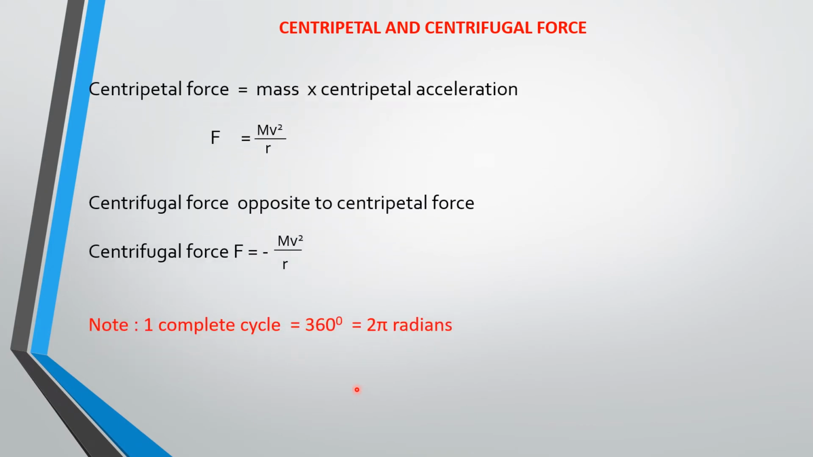This we've already discussed, so take note of this. Centripetal force equals mass times centripetal acceleration, which gives you that. Centrifugal force equals centripetal force, and this is what you have. I said in our last class that one complete circle describes an angle of 360 degrees, and this equals 2 pi radians. Right, so now we're going straight to solve some problems.